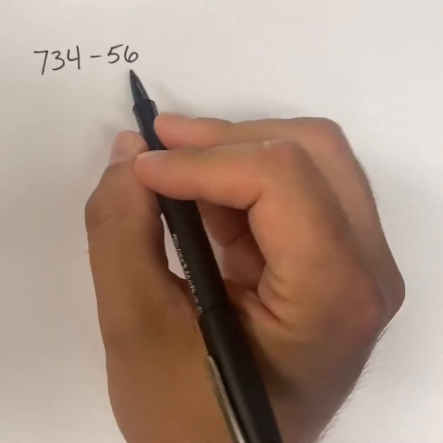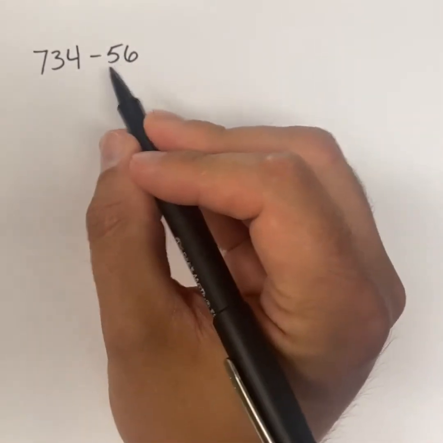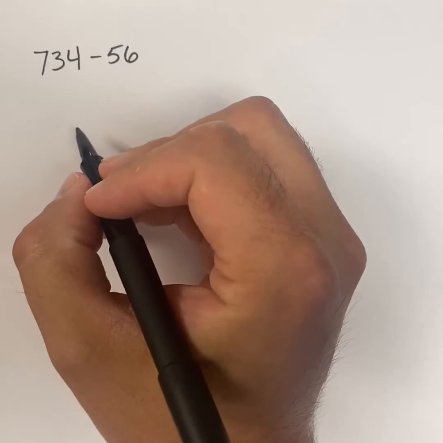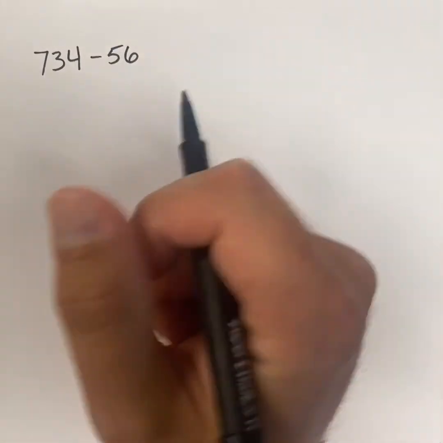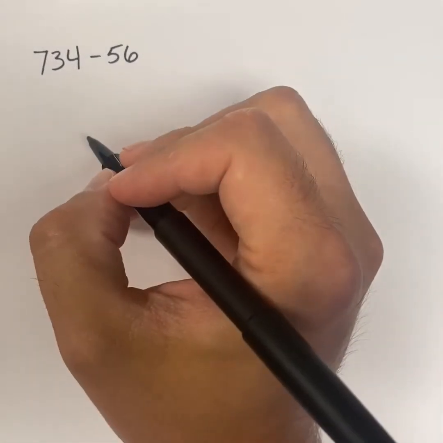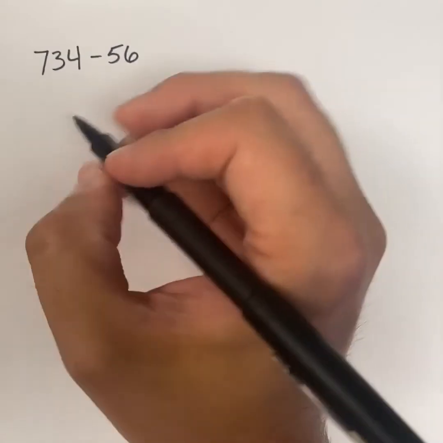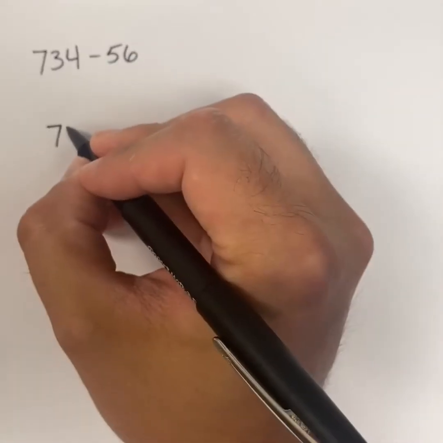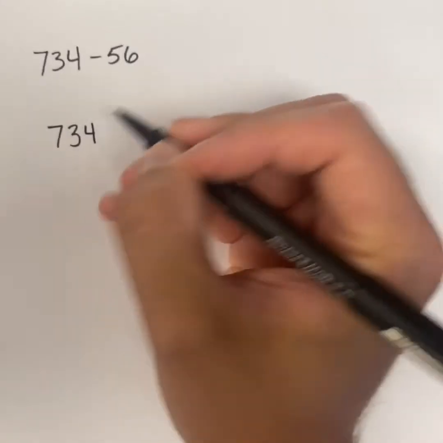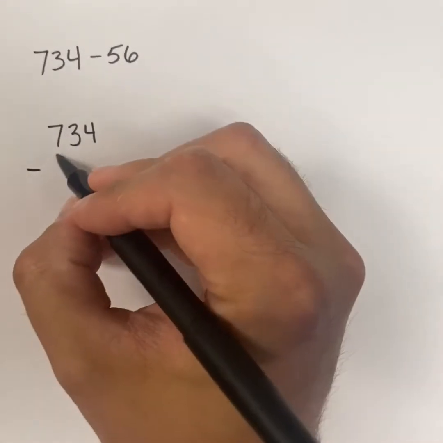So if we're going to rewrite this problem, I'm not just going to do this in my head, I'm going to write this out. Or I'm going to plug this into a calculator, but if you don't have a calculator handy, this is how we can solve it, right? We need to be able to do it ourselves before we rely on technology. So 734 minus 56.